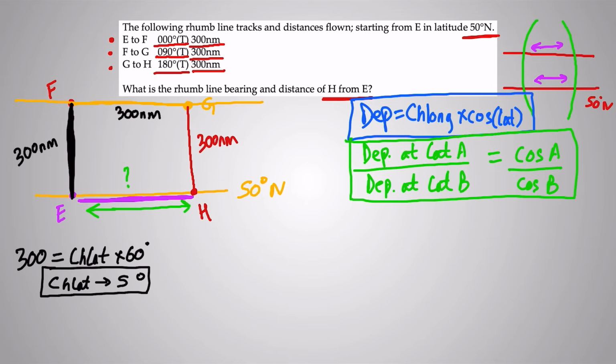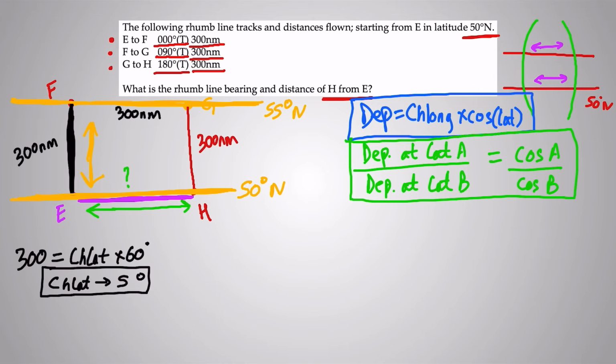Okay, so you understand how I got this? I used the shortest distance formula. I had the distance given to me as 300 nautical miles, and I just used the formula which says 300 equals change in latitude into 60. I just substituted the values and the change in latitude came out to be 5 degrees. Now, this latitude was 50 degrees, and since the change in latitude is 5 degrees, this latitude will be 55 degrees north, because the difference between the two latitudes came out to be 5 degrees.